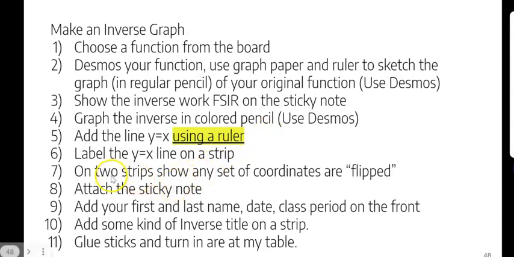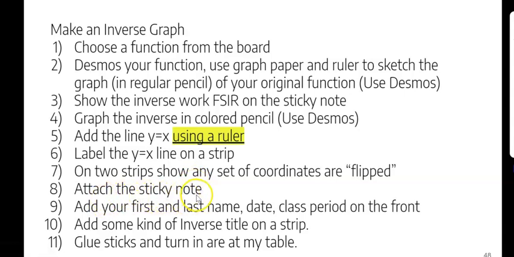You're going to, on 2 strips, show any set of coordinates that are flipped. Like I showed you, 2, 7 would flip to 7, 2. Oh, I think I skipped 6. You're going to label the y equals x line on a strip. So write y equals x on a strip. And make sure you put the y equals x line. As I said on step 5, put the y equals x line. Use a ruler.